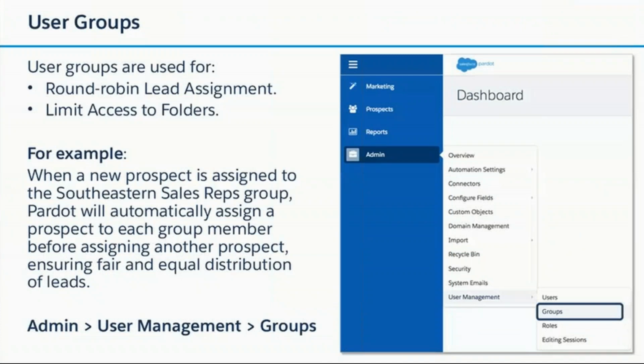Next comes the user group. User groups are used for round robin lead assignments, that is distribution of leads. The second one is to limit the access to folders. For example, when a new prospect is assigned to the Southeastern Sales Reps group, Pardot will automatically assign a prospect to each group member before assigning another prospect, ensuring fair and equal distribution of leads.